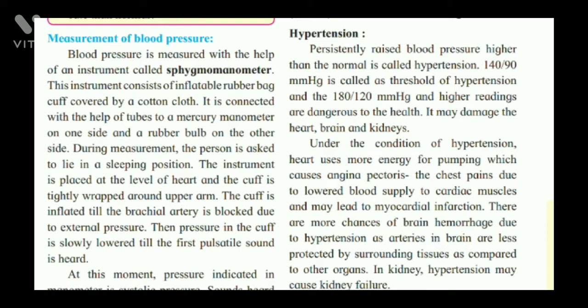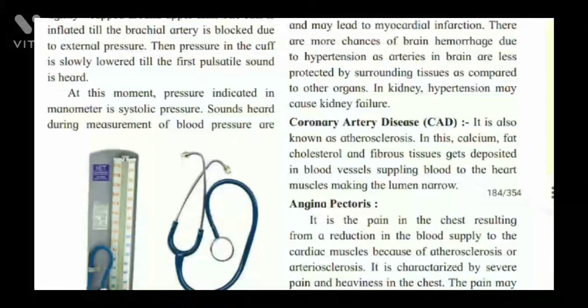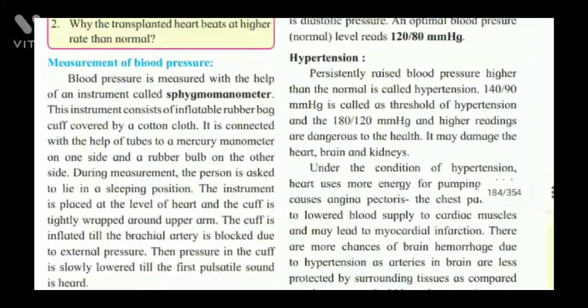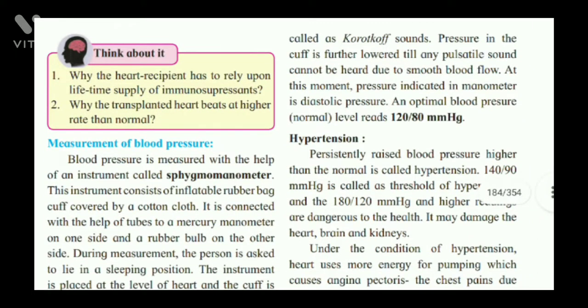The cuff is inflated till the brachial artery is blocked due to external pressure. Then pressure in the cuff is slowly lowered till the first pulsatile sound is heard. At this moment, pressure indicated in the manometer is systolic pressure. Sounds heard during measurement of blood pressure are called Korotkov sounds.